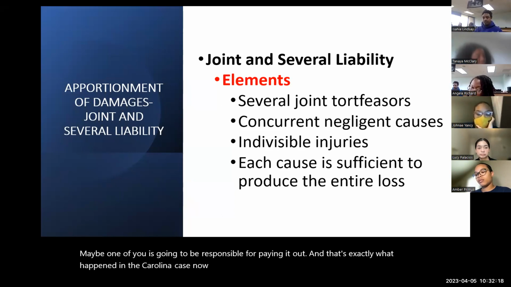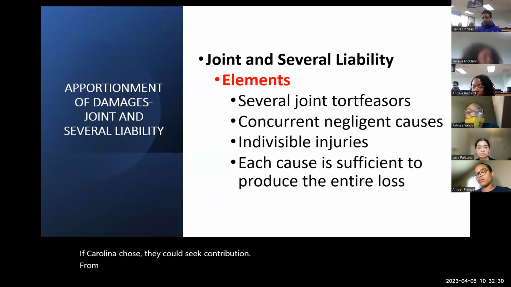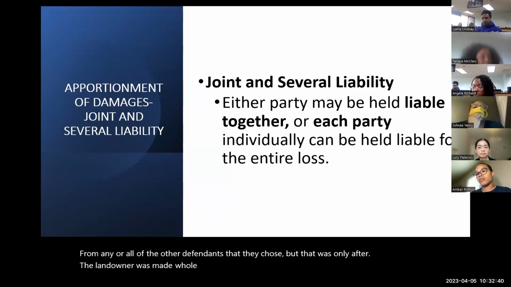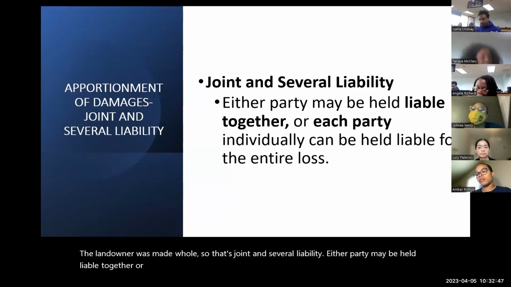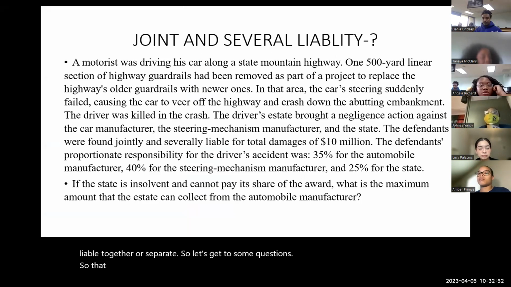Now, once the plaintiff was made whole, if Carolina chose, they could seek contribution from any or all of the other defendants that they chose. But that was only after the landowner was made whole. So that's joint and several liability. Either party may be held liable together or separate. So let's get to some questions so that we can look at how I put this math together.